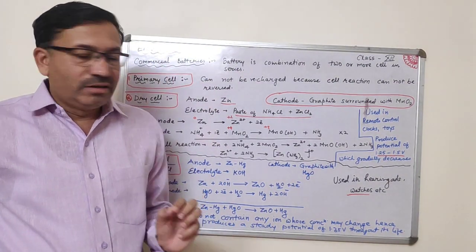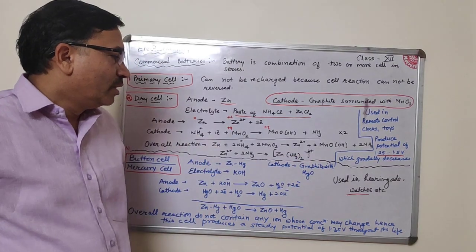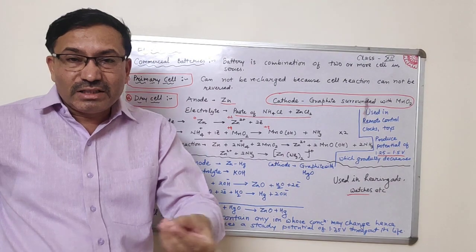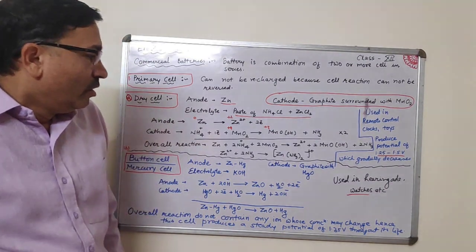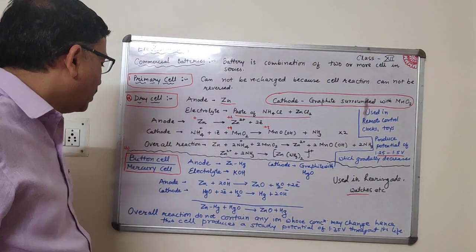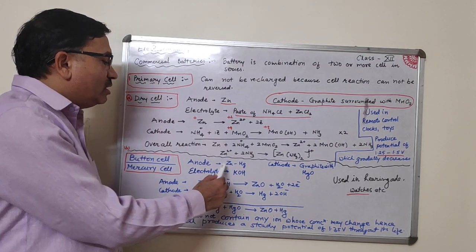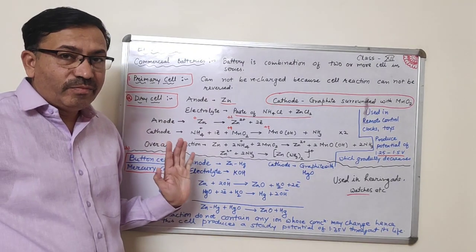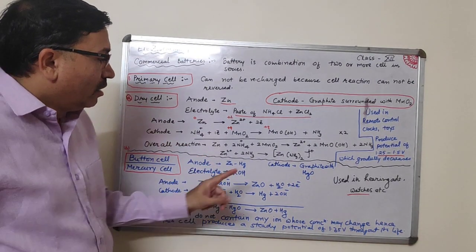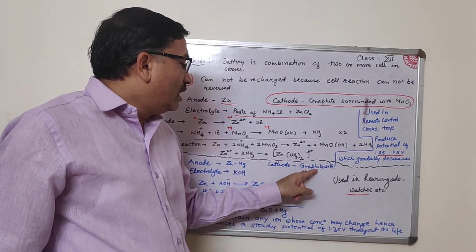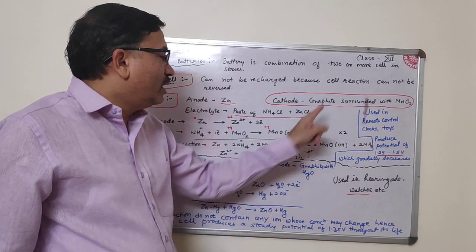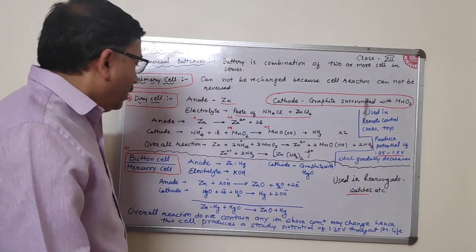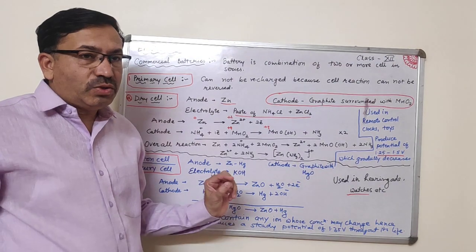Wristwatches, hearing aids, and many small electronic devices use this button cell. In a button cell, the anode is made up of zinc amalgam, ZnHg. Only zinc takes part in the reaction. Be clear on this. The cathode contains a graphite rod with HgO. Earlier it was a graphite rod with MnO2; here it is a graphite rod with HgO. The electrolyte is a paste of KOH.